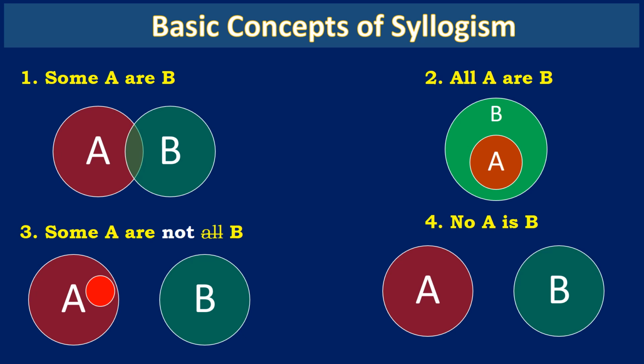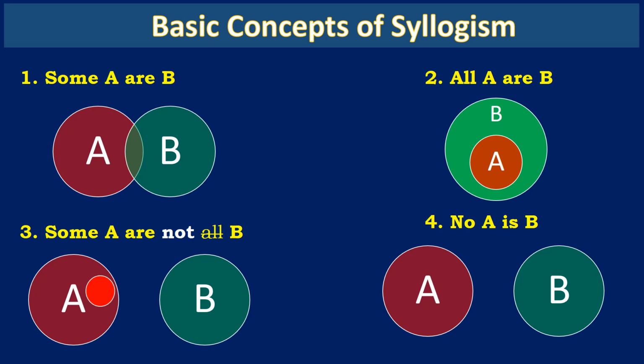The four types of syllogism are based on the quantity and quality of the premises. Some A are B. This is a particular affirmative syllogism, where the premises assert that some members of class A are also members of class B. For example, some dogs are brown. All A are B. This is a universal affirmative syllogism, where the premises assert that all members of class A are also members of class B. For example, all cats are animals.